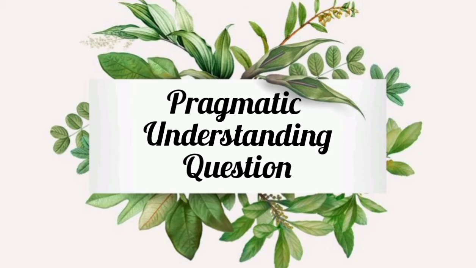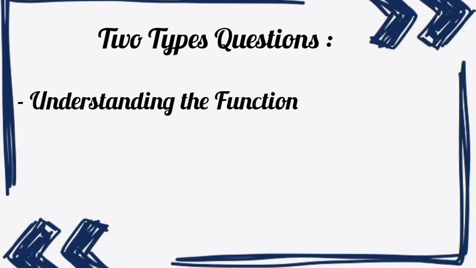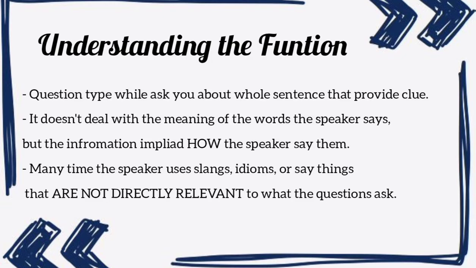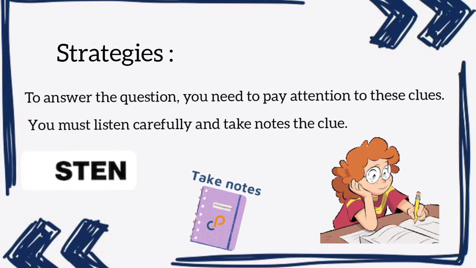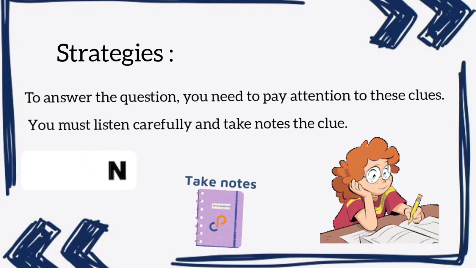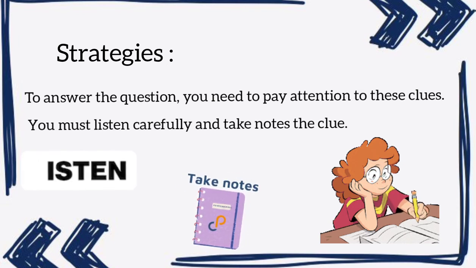Understanding pragmatic questions. This part has two question types: understanding the function and speaker stance. Understanding the function: this question type will ask you about a word or sentence that provides a clue. It tends to deal not with the meaning of the words the speaker says, but the information implied by how the speaker says them. Many times, the speaker uses slang, idioms, or says things that are not directly relevant to what the question asks. Strategies: to answer the question, you need to pay attention to these clues. Of course, you must listen carefully and then take note of the clue.